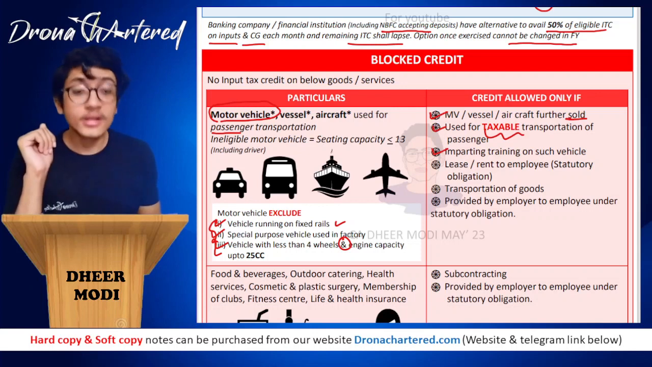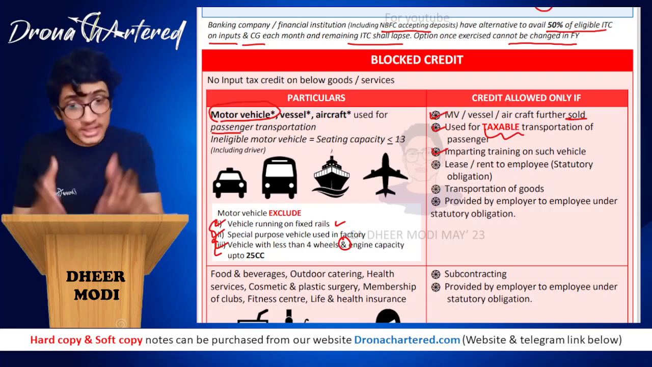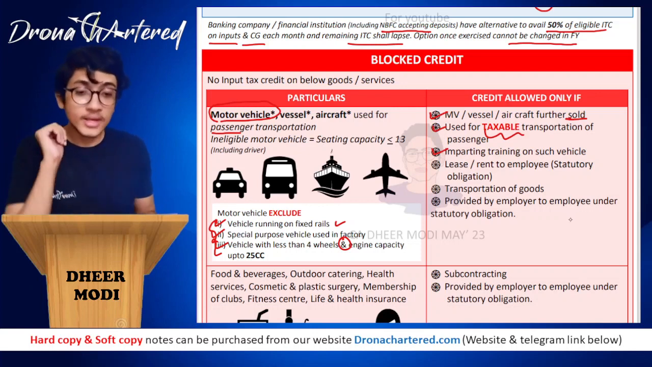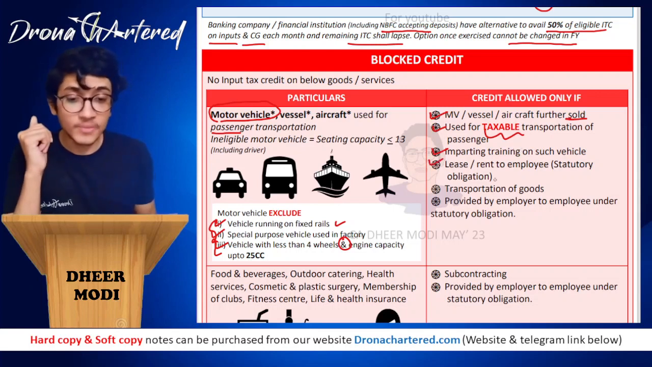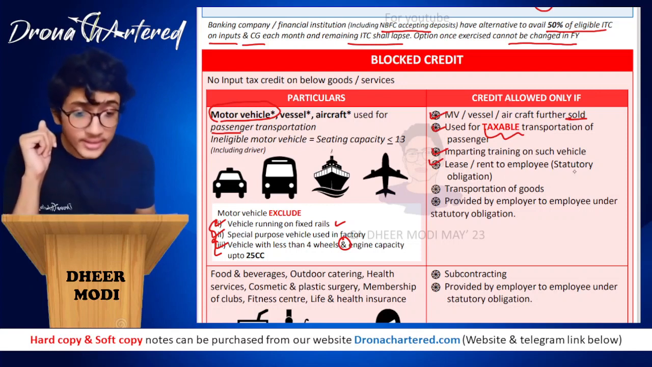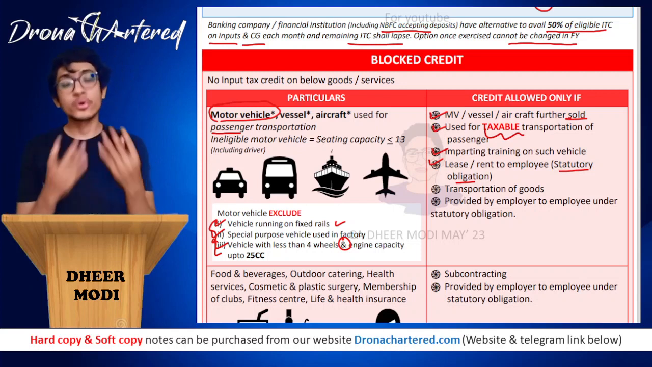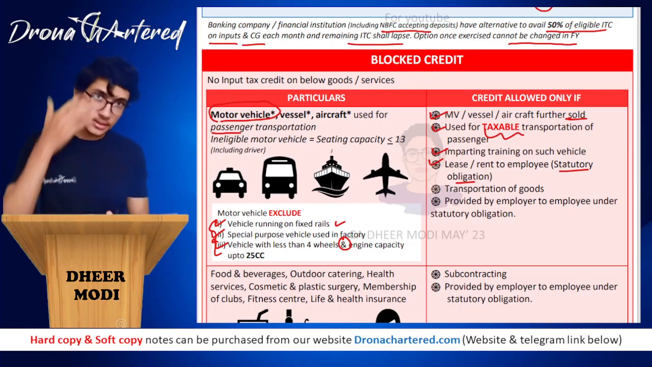If you are imparting training on such vehicle, if you are teaching how to drive this vehicle, then the credit will be allowed. Next is your lease or rent to employee. That is, if it is a statutory obligation that you have to lease it to your employee or you have to give it to your employee, only in such a case credit will be allowed.